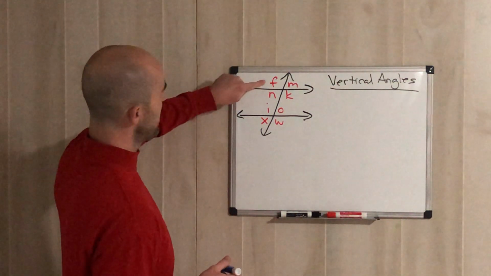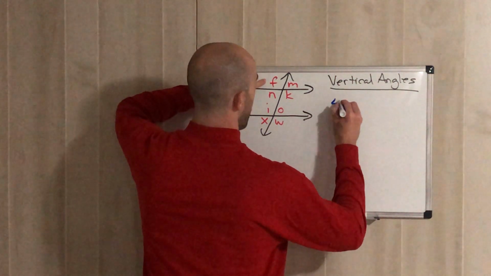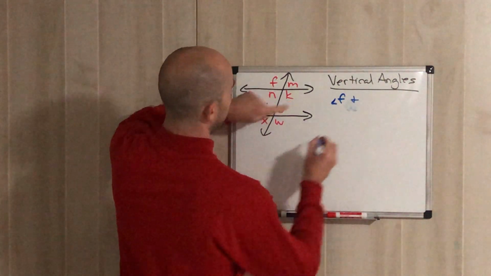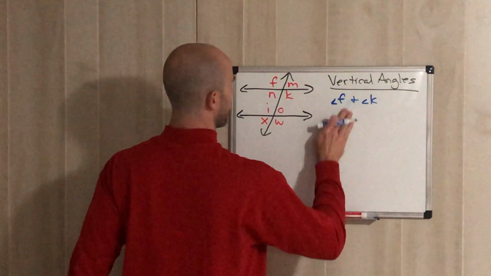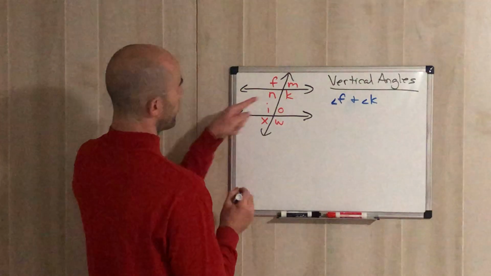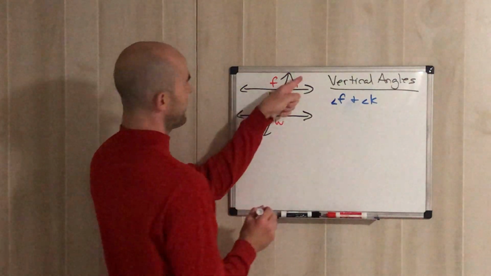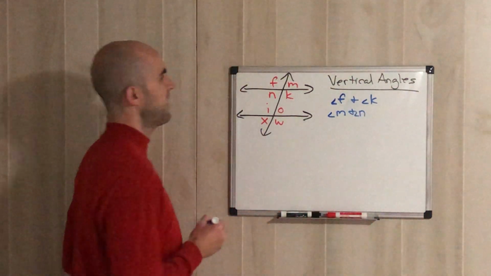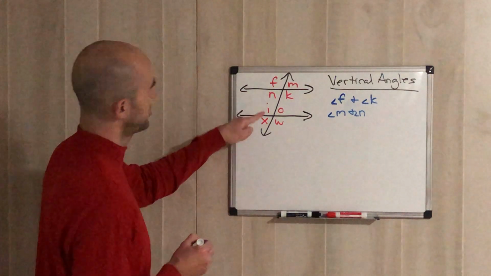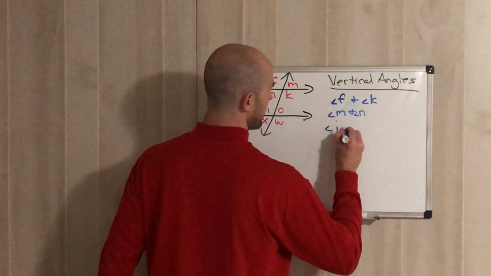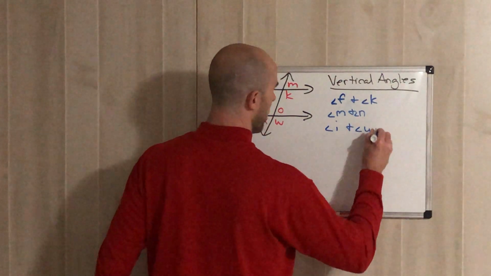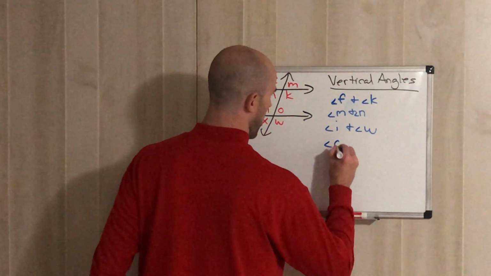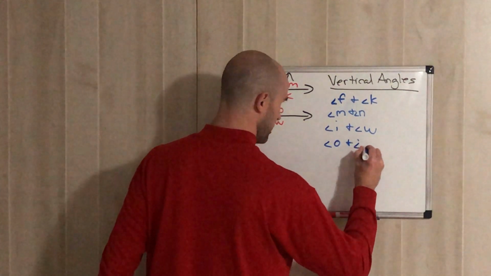So the vertical angles would be angle F and K. F and K are vertical because they are opposite. We know that M is vertical to N because they're both opposite each other. What else do we know? I is vertical to angle W. And the last one, O is vertical to angle X.